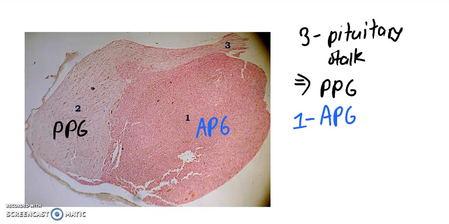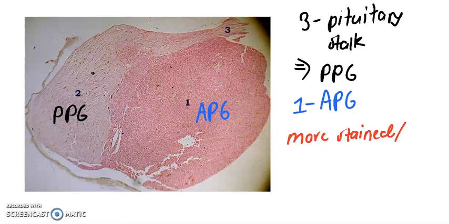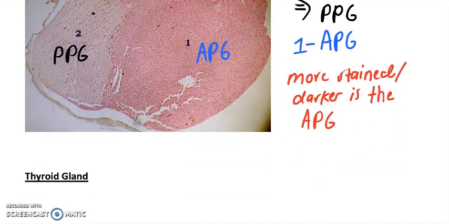But you might not always have a clearly defined pituitary stalk. So the best way to tell which lobe is which is usually the darker one. The more stained one is usually the anterior pituitary gland. So more stained, it appears darker, this is a safer way to tell that this is the anterior pituitary gland. And we know hormones produced by each of these regions.